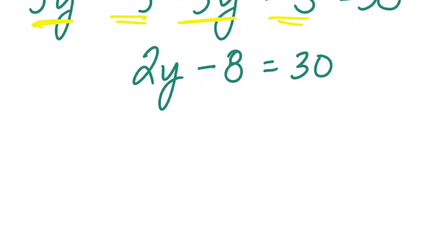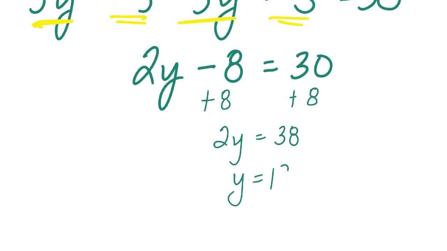What's my next step, guys? Add 8. So we're going to add 8. So we have 2y equals 38. And hopefully you know that y is equal to 19. Guys, what can I do at the end of any algebraic expression? Plug it in.